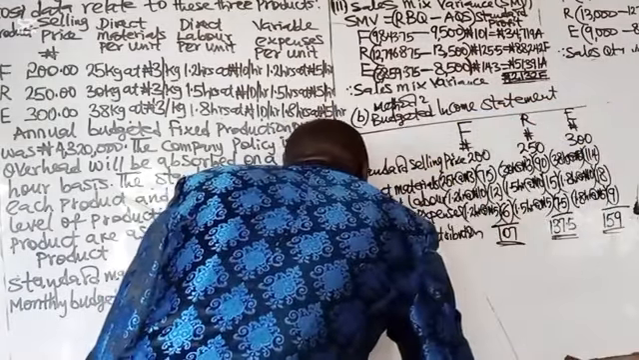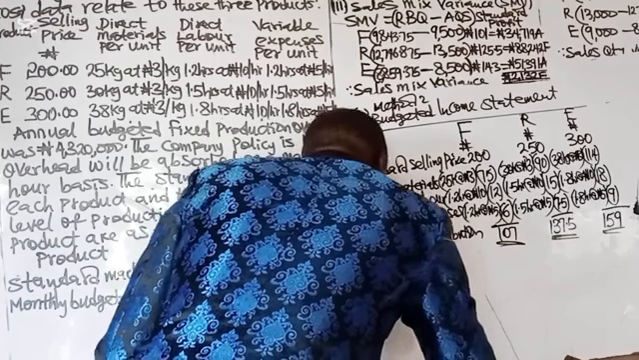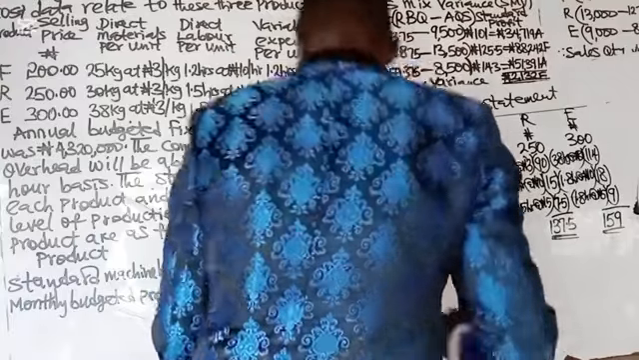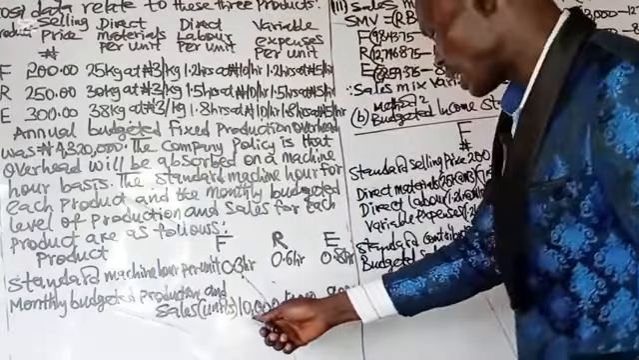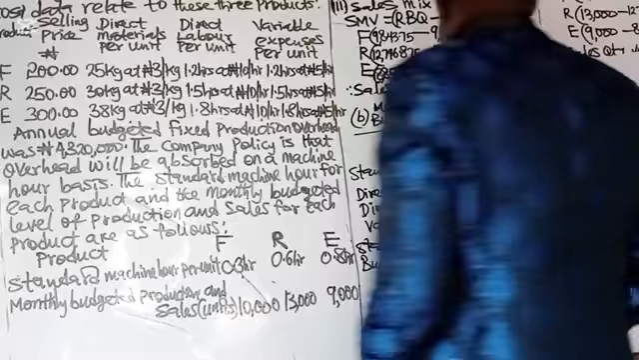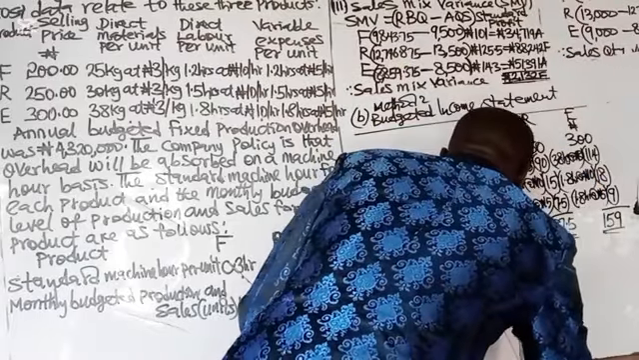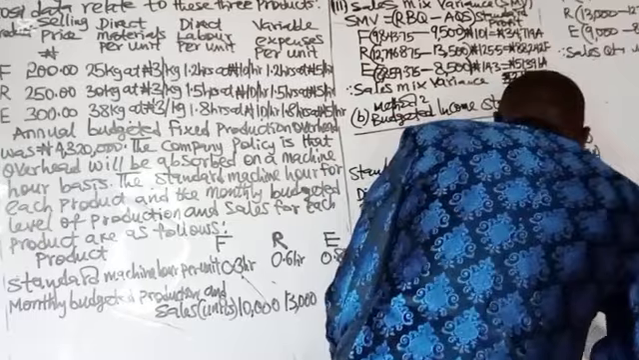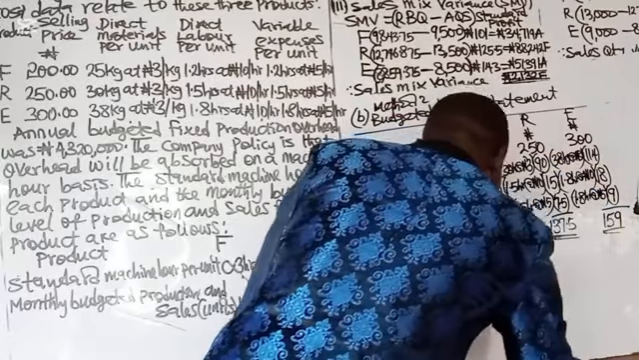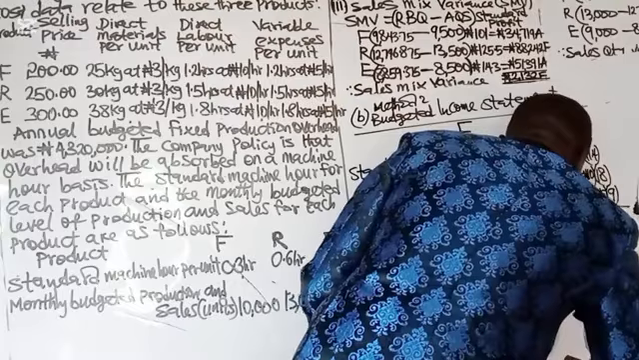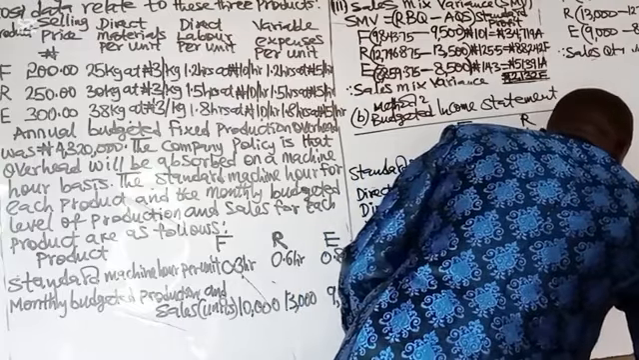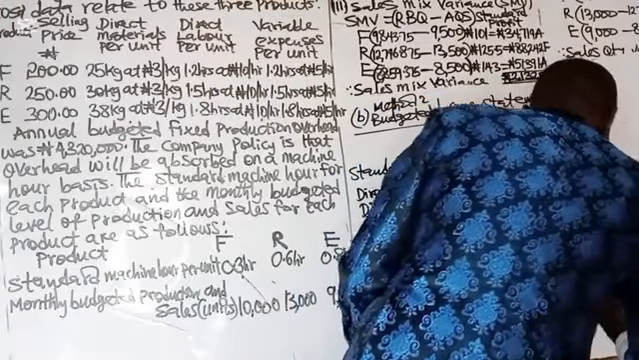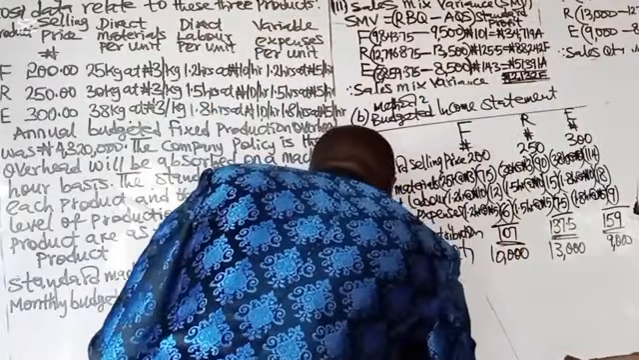Budgeted sales quantity. The quantity sold based on budget is 10,000, 13,000, and 9,000. Sorry, 9,000. So budgeted contribution now.